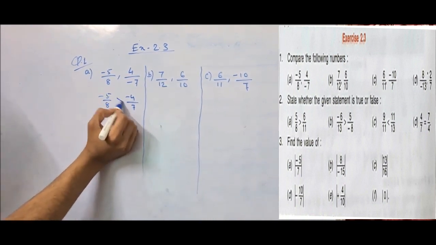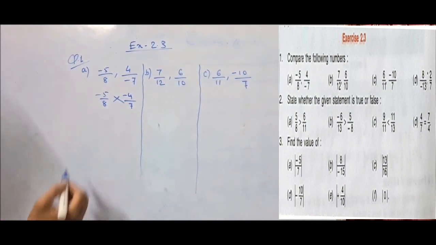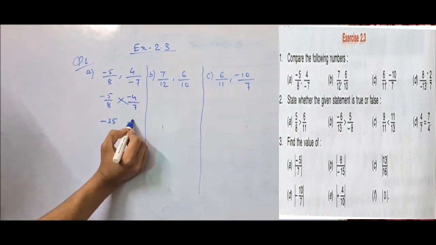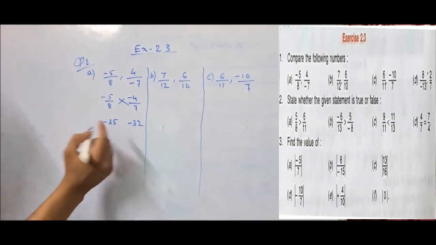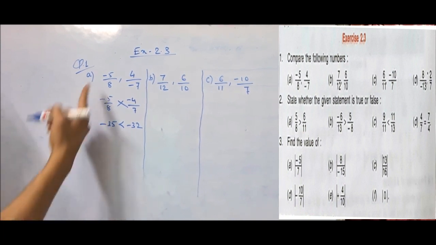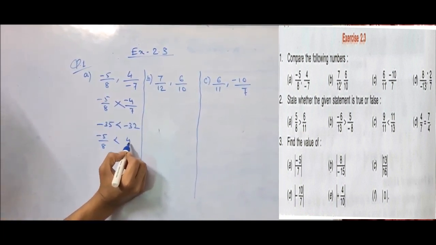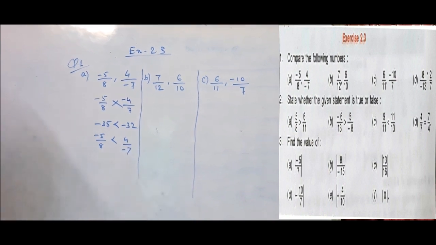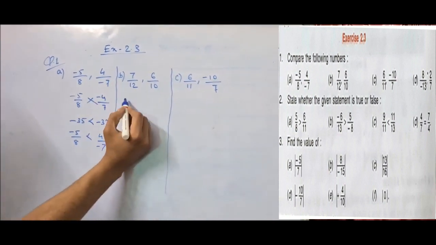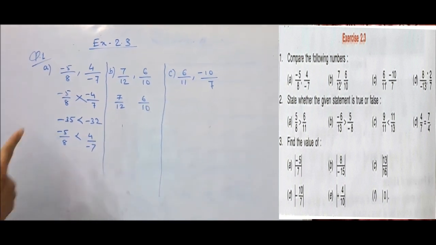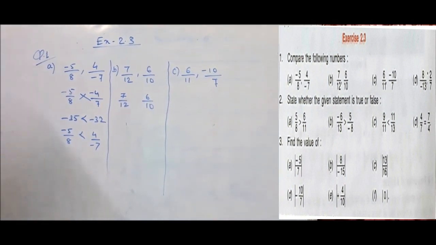Now let us cross multiply and see who is greater and who is smaller. 5 7s are minus 35 and 8 4s are minus 32. Minus 35 is less than minus 32. That means minus 5 by 8 is less than 4 by minus 7. Now coming down to the next, 7 by 12, 6 by 10. They both are in the standard form. We do not need to do anything.